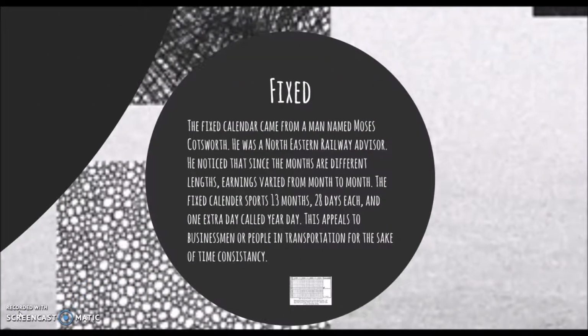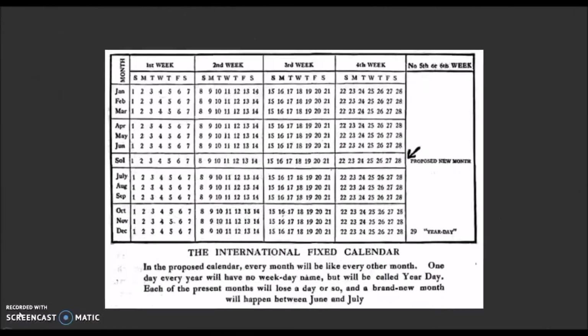Fixed calendars. The fixed calendar came from a man named Moses Cotsworth. He was a Northeastern Railway advisor. He noticed that since the months are different lengths, earnings varied from month to month. The fixed calendar sports 13 months, 28 days each, and one extra day called Year Day. This appeals to businessmen or people in transportation for the sake of time consistency.